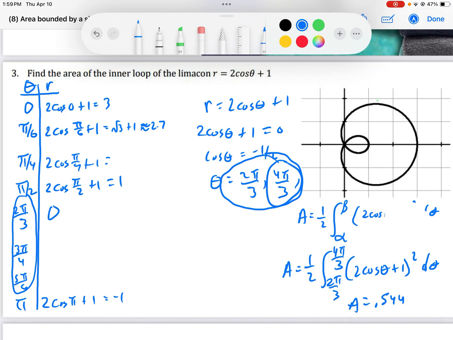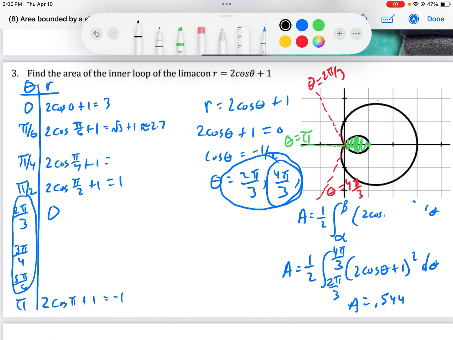All right, the other thing I wanted to draw here is that some people can see this, like when theta was equal to 2 pi over 3, the radius was 0. And when theta is 4 pi over 3, the r is 0. When theta was equal to pi, the radius was negative 1. That's why it was back there. So yeah, that would give me this area right here.